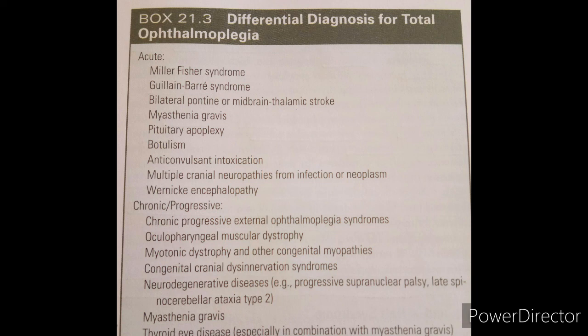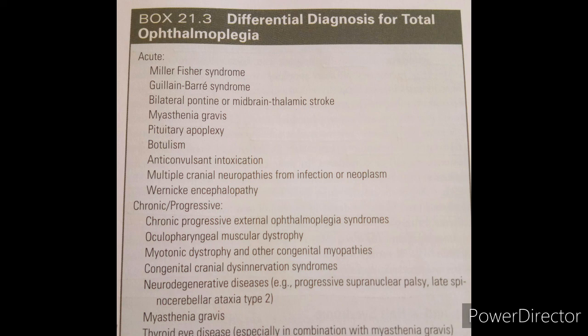Now, what are the other causes for chronic progressive total ophthalmoplegia? We have chronic progressive external ophthalmoplegia syndromes and oculopharyngeal muscular dystrophy. This is very important because this entity presents at the age of 50 to 60, and the patient will present with ptosis and generalized weakness. Then another entity is myotonic dystrophy, congenital cranial dysinnervation syndromes, and various neurodegenerative disorders, which we always keep as the first possibility when we have a patient with total ophthalmoplegia.